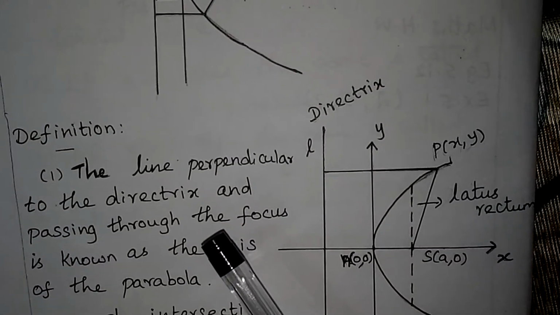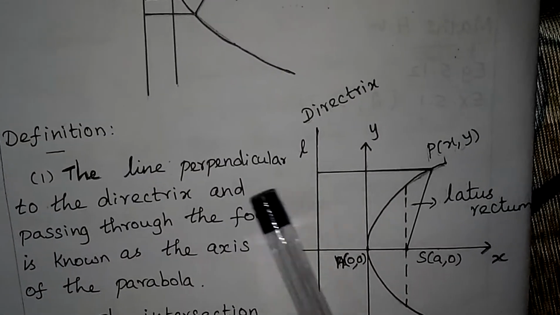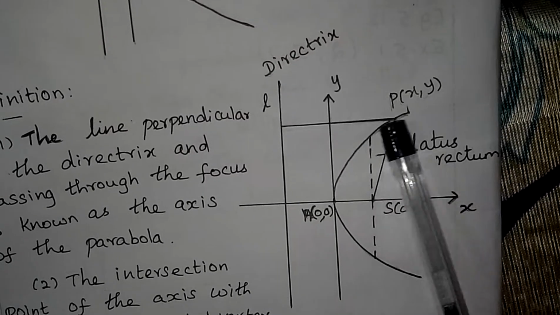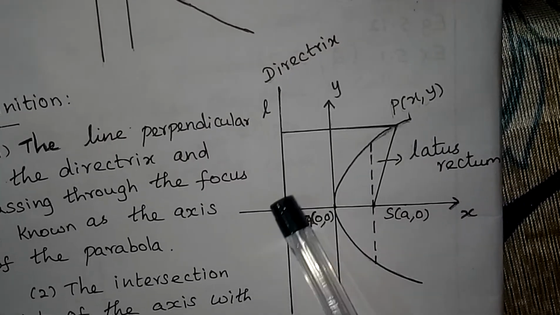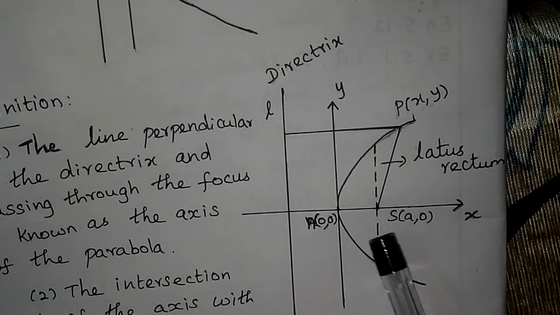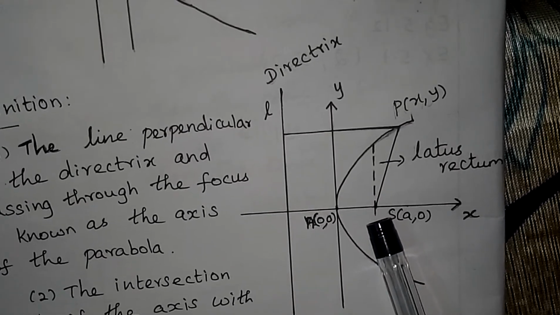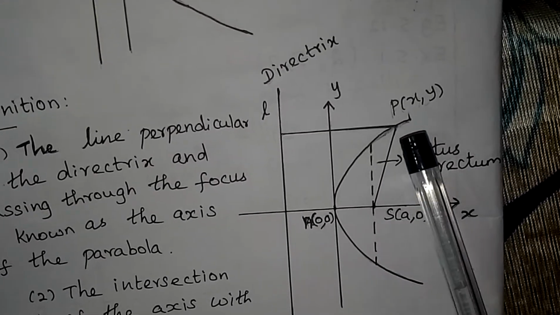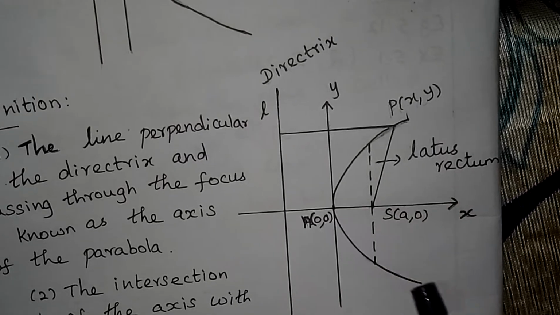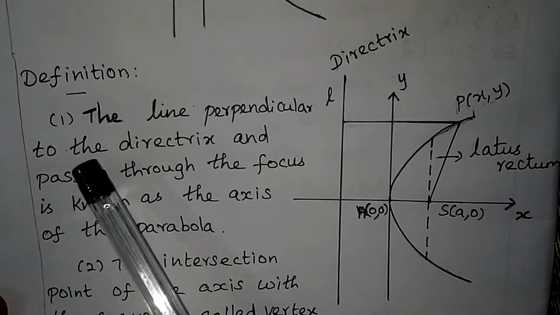Now the definitions. The parabola shape will be like this. We have the parabola, the fixed line directrix will be outside, the fixed point focus will be inside the parabola, and the moving point will be on the parabola. And here we have some definitions.